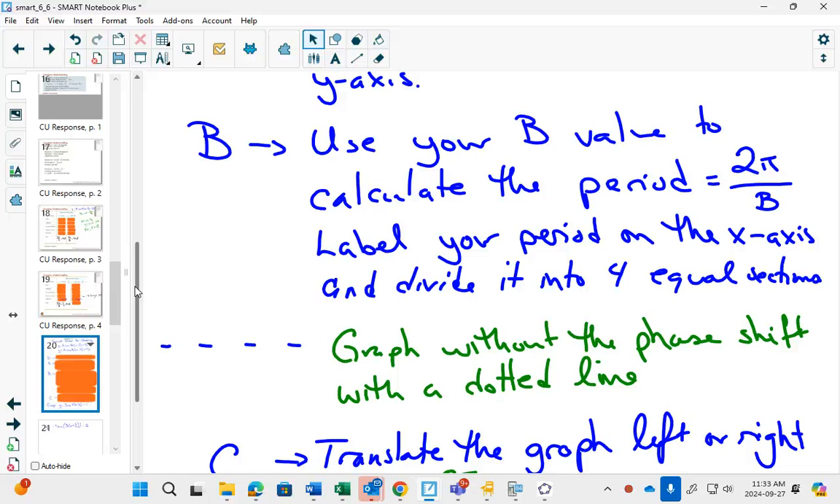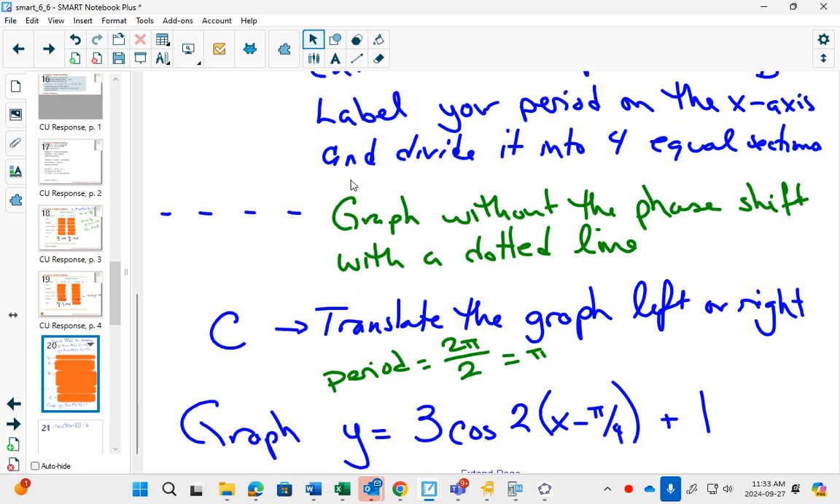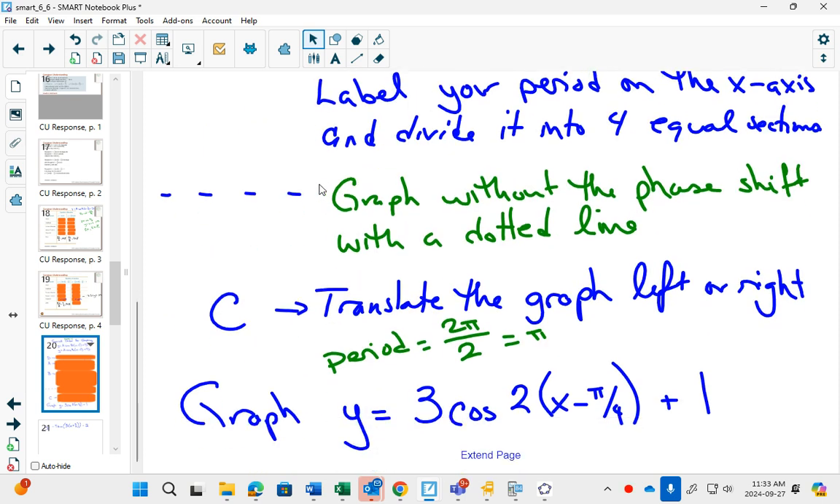So we're going to do a couple of examples. You can keep writing these examples on page 531, just to get practice with this idea of DAB-C. So here is our first one. And since the B value is 2 in green above, I used the formula that the period is 2 pi over the B value. I calculated my period right away to be pi.